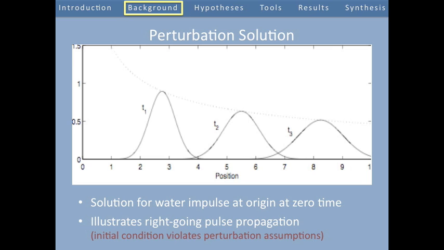Now, the one problem with this solution is that it sort of violates our perturbation assumptions of small amplitude and small gradient. However, it does at least show that the pulse propagates and diffuses as it propagates. So this is the perturbation solution. The end result of this modeling isn't to simply find a perturbation solution, but rather just to show the mechanism through which these pulses propagate.